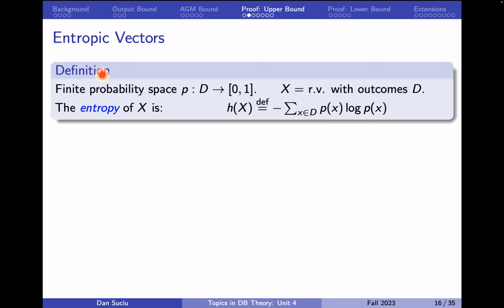We have a finite probability space. So there is a finite set D and a function from D to [0, 1], such that its sum is equal to 1. This defines a random variable. I call it X. Its outcomes are in D, and it is given by this probability P. The entropy of the random variable X is this expression: the sum of the probabilities times the log of the probabilities, with a minus sign in front of it.